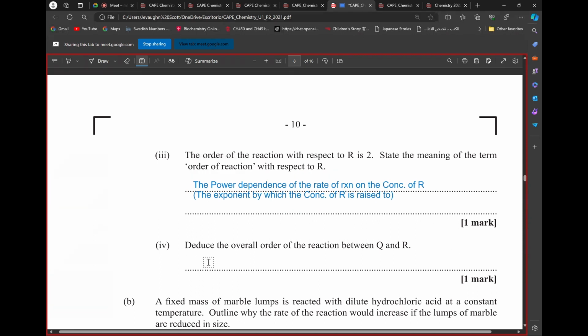Deduce the overall order. 1 plus 2 is what? 3? Alright, moving on. Oh, 1 plus 3 is 3. Interesting. 1 plus 2 is 3. So all we do is add the orders of reaction. Alright? Everybody understand how we get these two? 3 and 4? Alright, I think this thumbs up. Alright. Yes, sir.